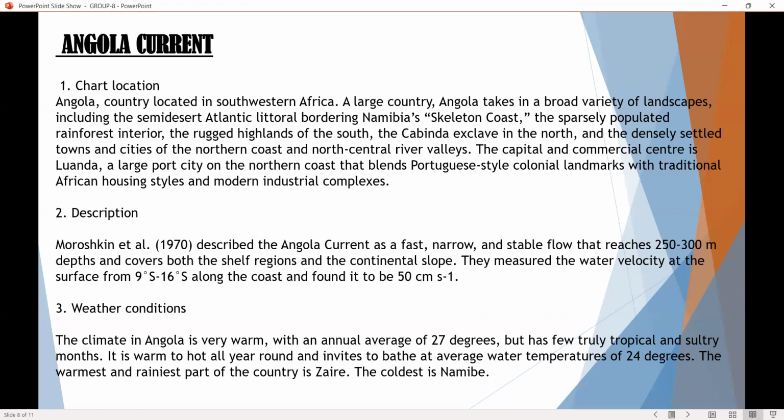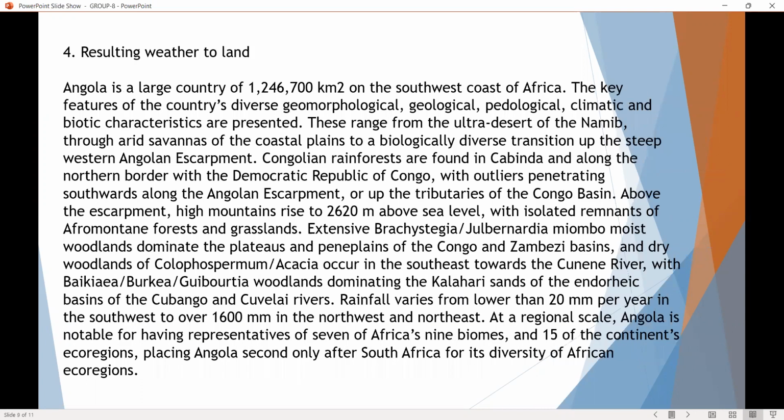Number three, weather conditions. The climate in Angola is very warm with an annual average of 27 degrees, but has few truly tropical and sultry months. It is warm to hot all year round and invites bathing at average water temperatures of 24 degrees. The warmest and rainiest part of the country is Zaire. The coldest is Namibe.